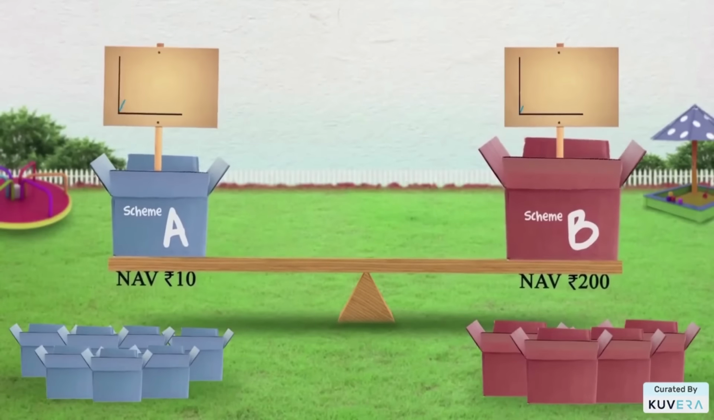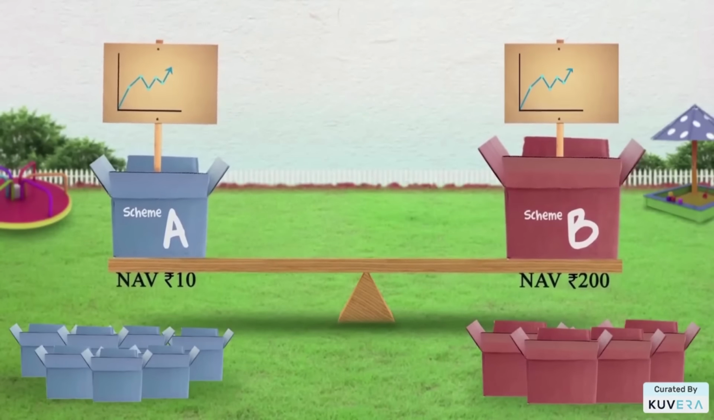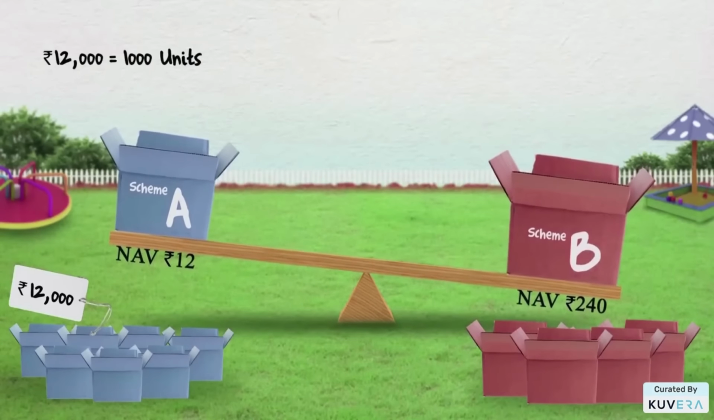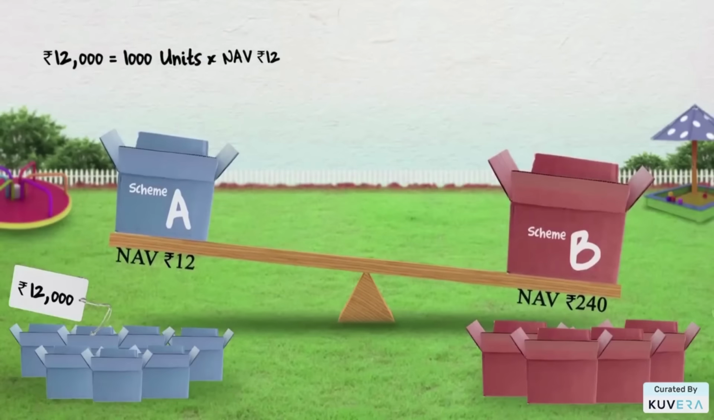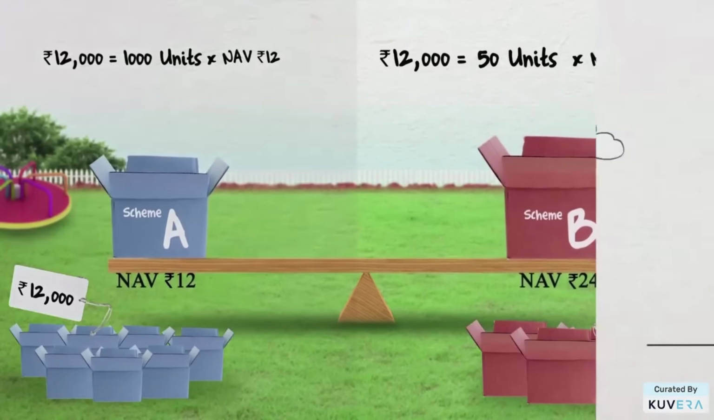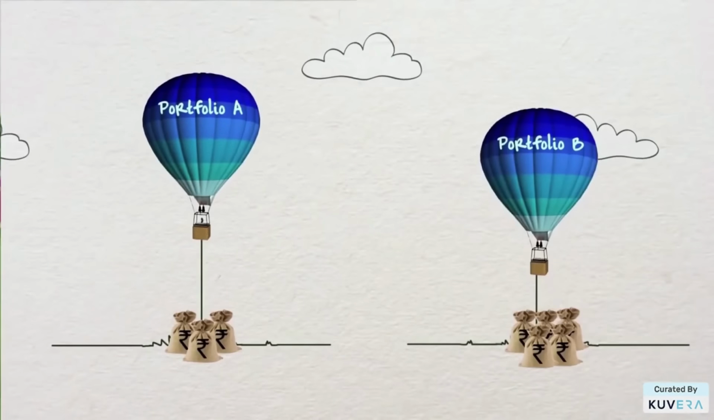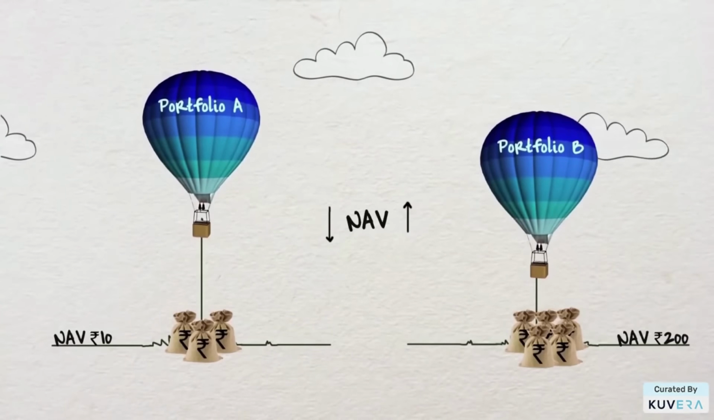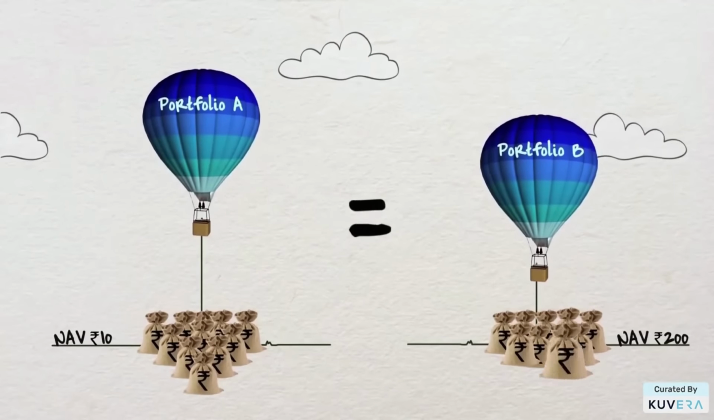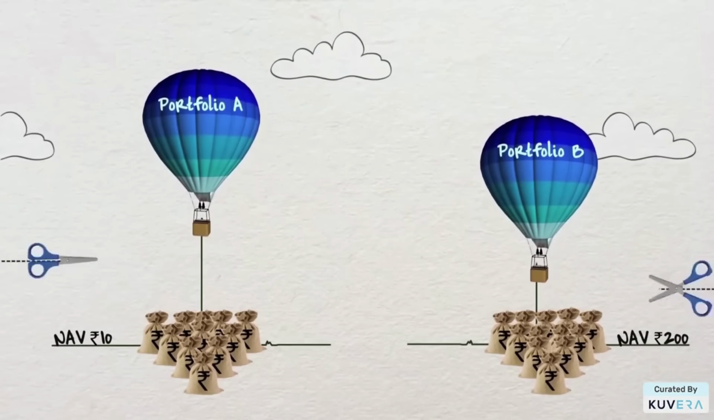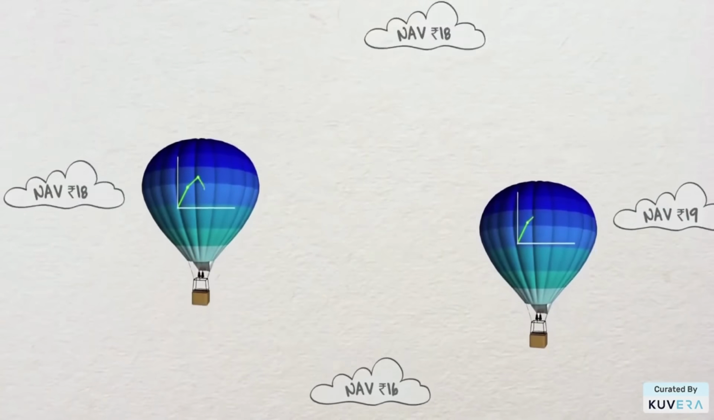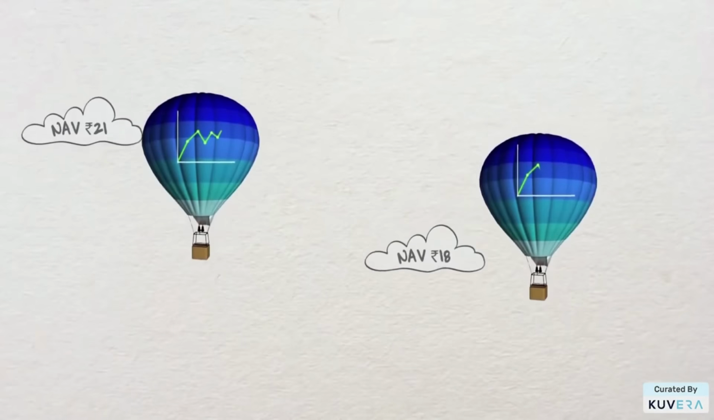That year, both schemes perform well, making the portfolio value rise by 20%. The value of 1,000 units in scheme A is now rupees 12,000 and of the 50 units in scheme B is now also rupees 12,000. So you see, although the NAV of scheme A was significantly lower than that of scheme B, the value of the investment eventually grew to be the same amount, meaning it's not as important how high or low the NAV of the scheme is, but what the growth of that NAV is once invested in the scheme.